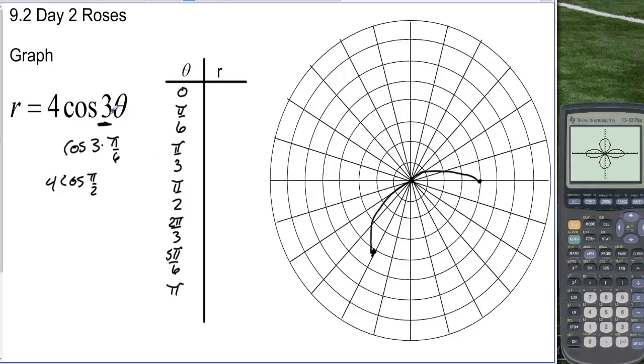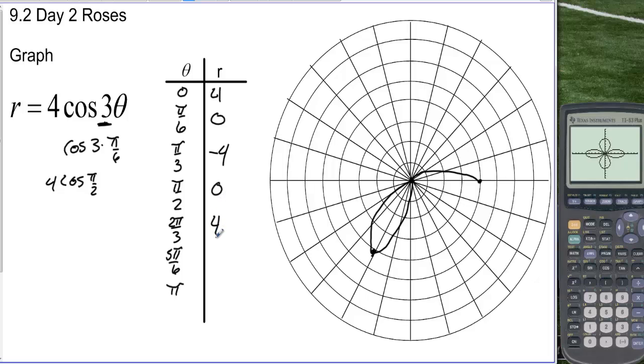With pi over 2, that'll be the cosine of 3 pi over 2, which is 0. So at 3 pi over 2, we are back to 0. Then 2 pi over 3, the 3's cancel. I guess I forgot to write these down. Let's go with this first one was 4, then 0, then negative 4, then 0.